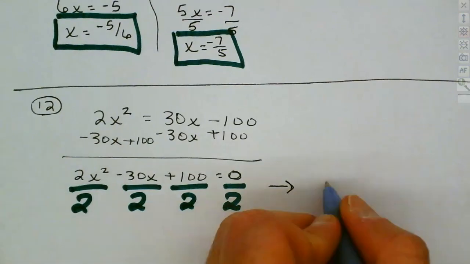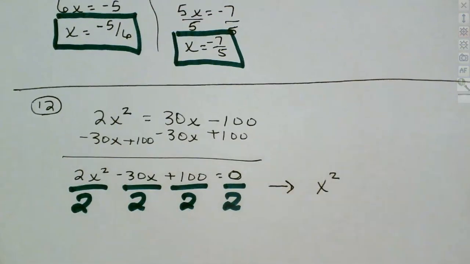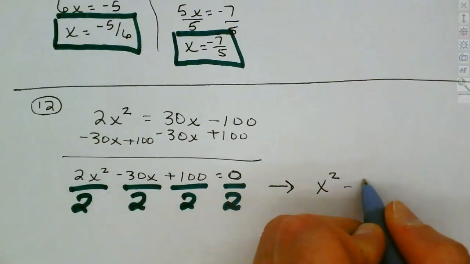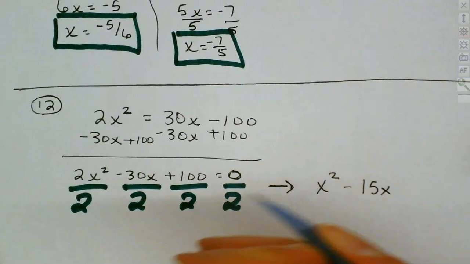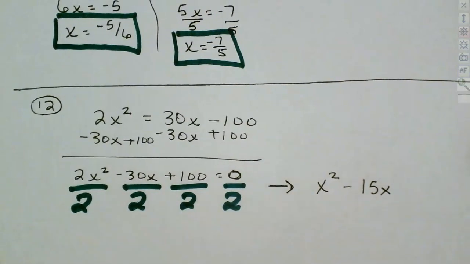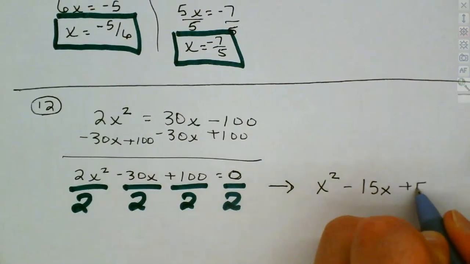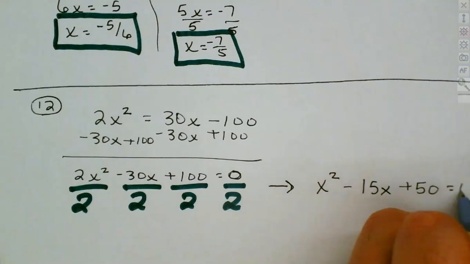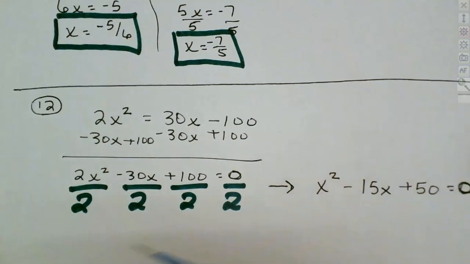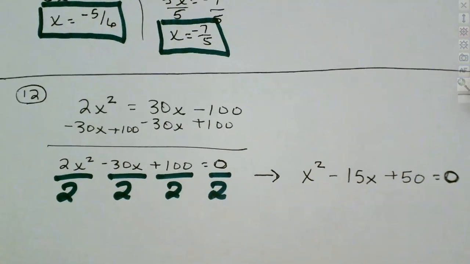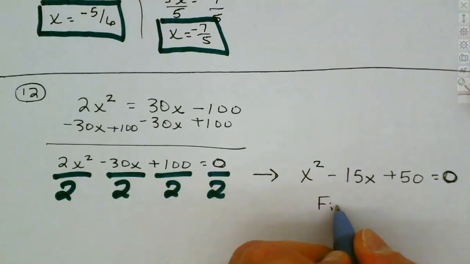So the 2's cancel, and that leaves you with an x squared. Minus 30 over 2, well, that leaves you with a minus 15x. 100 over 2, well, that leaves you with 50, and that now equals what? 0. You can finish it from here.